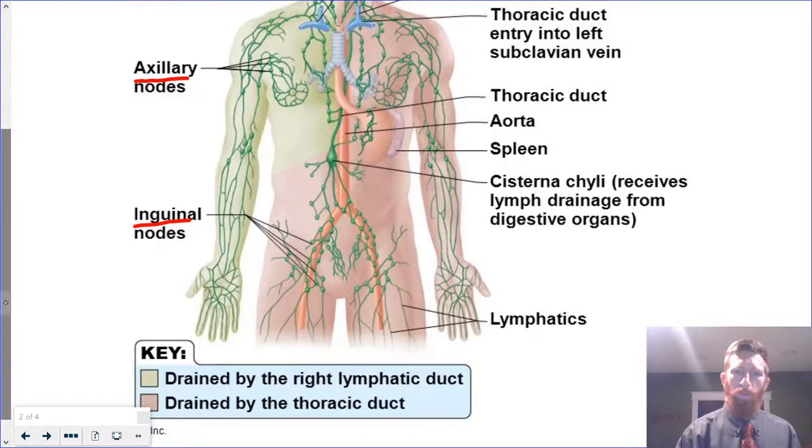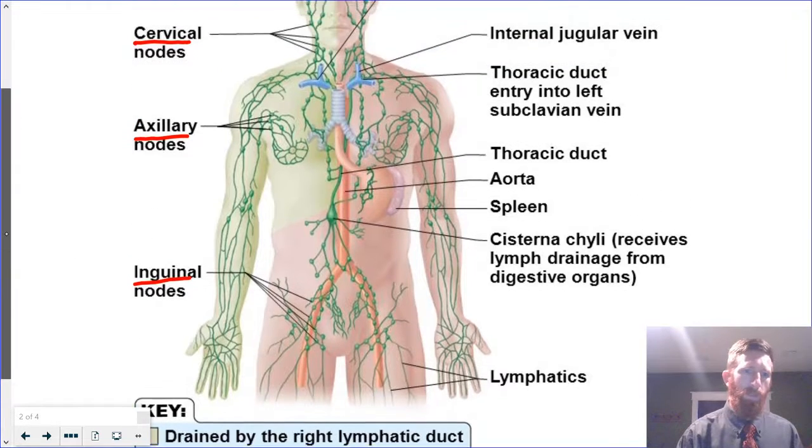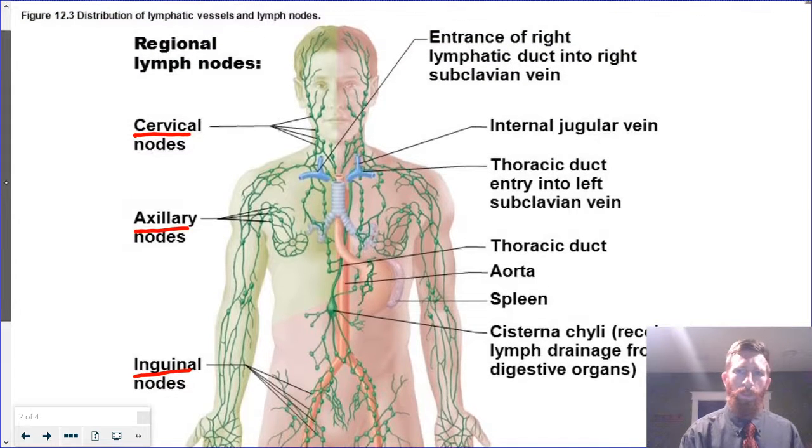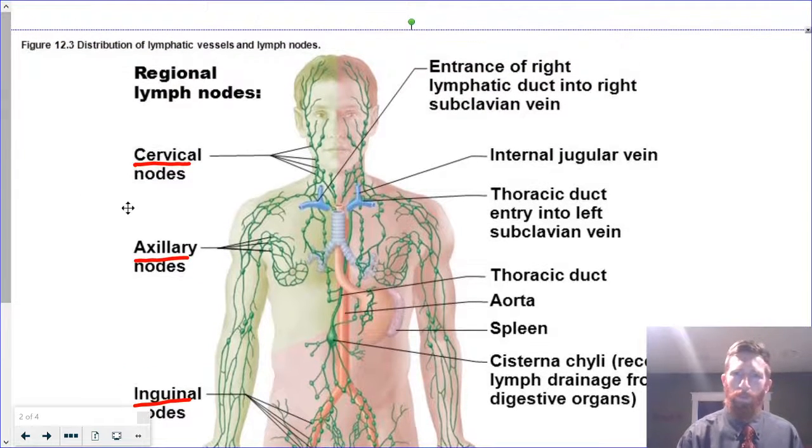I wish this diagram went a little bit further, but lymph nodes are also congregated in the knees. You can see they're congregated in the elbows as well. So for some reason, lymph vessels are congregated around joints. That's one thing to note.